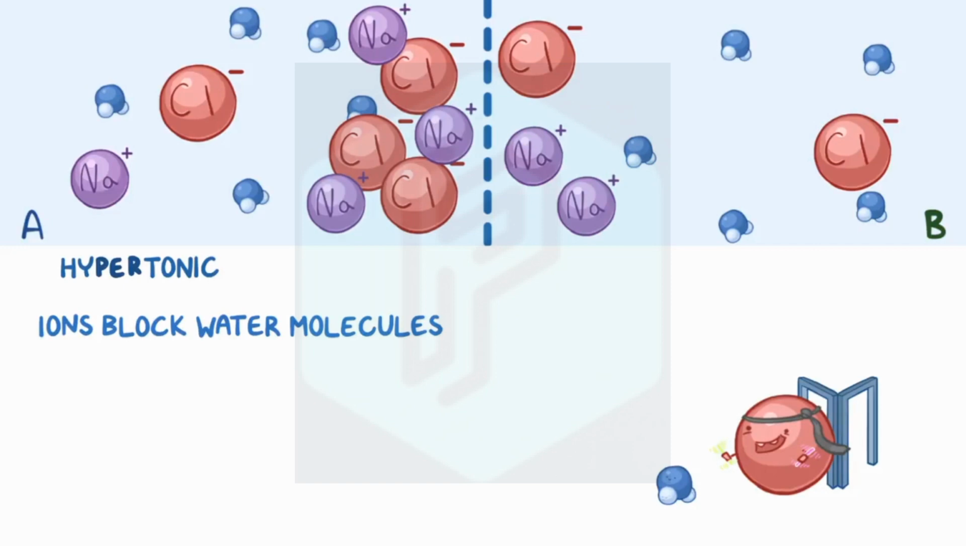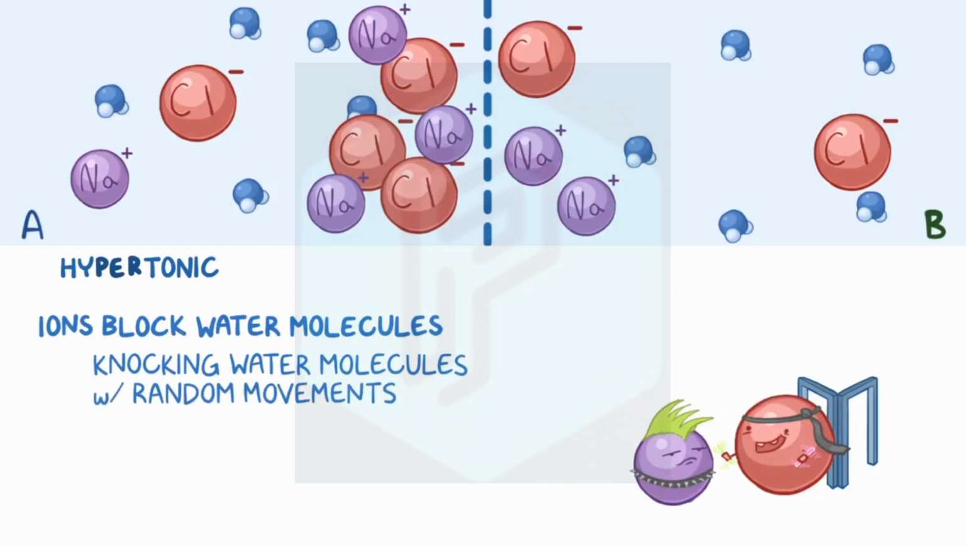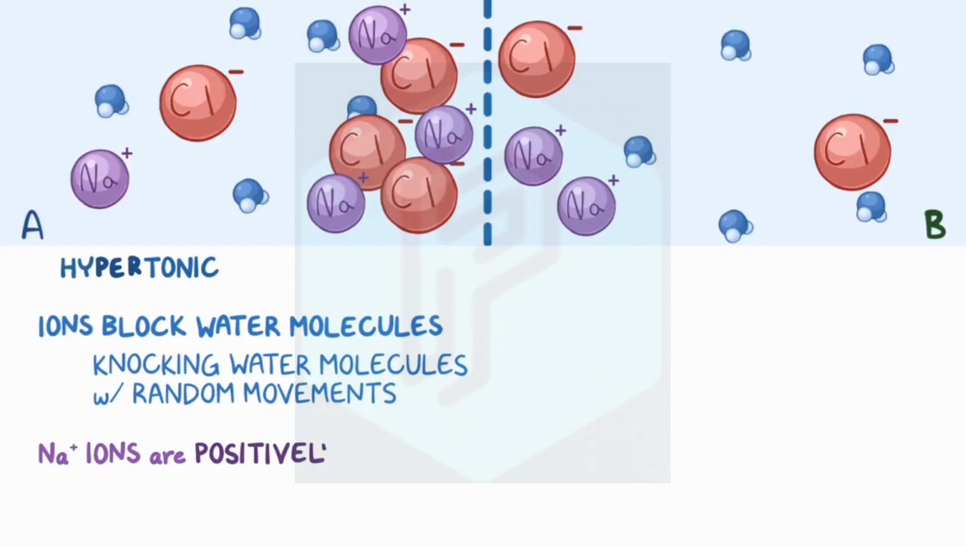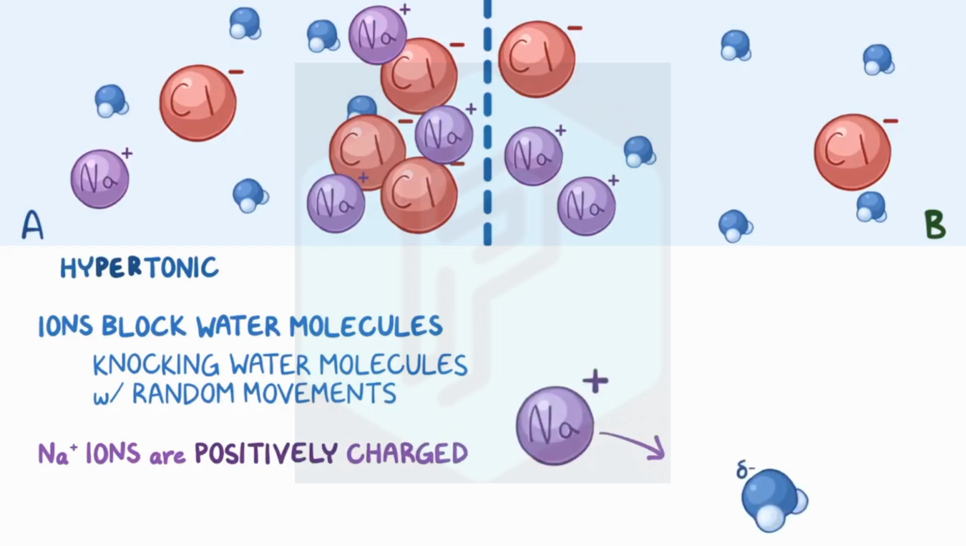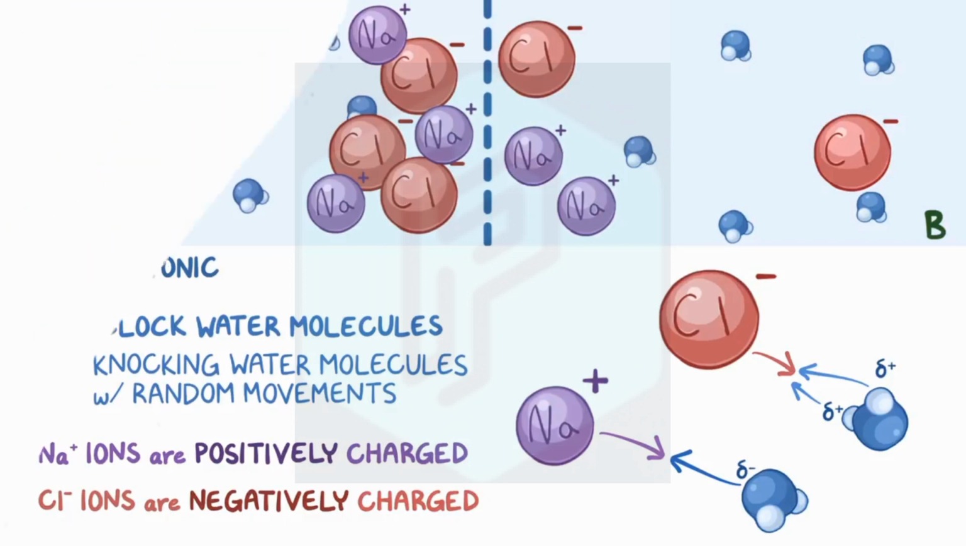But remember that these ions are not physically stuck to the hole between the two sides. They're just knocking water molecules in that area out of the way through their random bouncing movements. To make matters worse, the sodium ions are positively charged, and they actually attract the slightly negative charge of the oxygen atom in the water molecule. Similarly, chloride ions are negatively charged, and they attract the slightly positive charge of the hydrogen atoms in the water molecule. If these water molecules are somewhat attached to an ion and can't get through the membrane, they'll also be hindered from getting through the membrane. So in short, the ions that can't get through interfere with the water molecules from leaving the party.